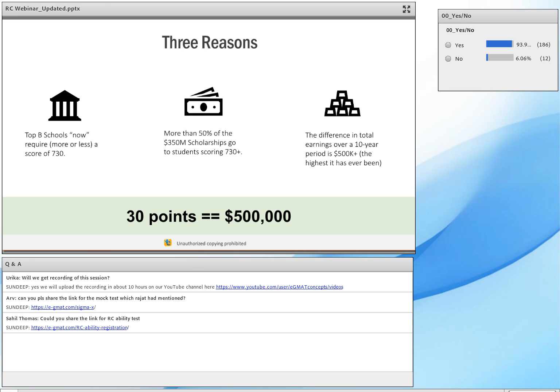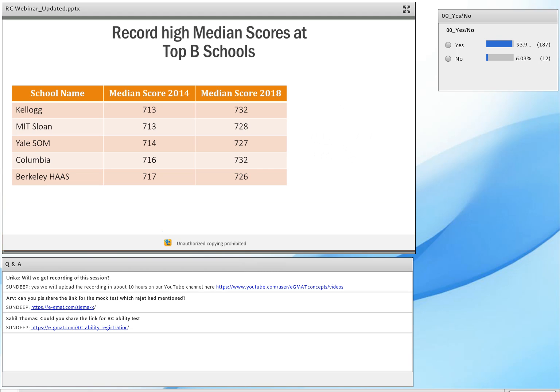So I'm going to share some data to back these three claims up. Overall, these 30 points can lead to about $500,000 worth of delta over here. And just to really share some of this data, median scores at top B schools have been going up. What you see in this table is a trend over the last 5 years.